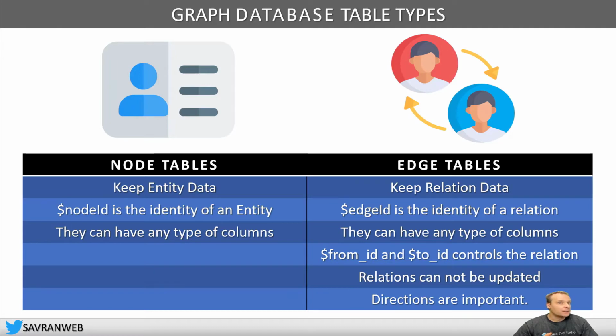Relations cannot be updated. You have to drop the relation and insert it again if you like. So you cannot update from ID and to ID. You can update the other columns that you create, the metadata and other stuff, if you like. And directions are important. What does that mean? To explain that, let me give you an example. Let's say we have a users table and we have a bunch of users. And we have a relation table named, let's say, like.